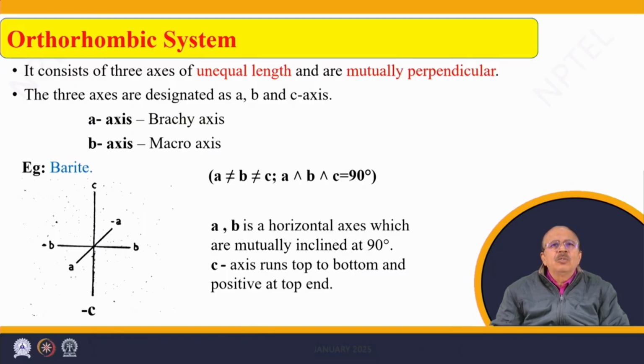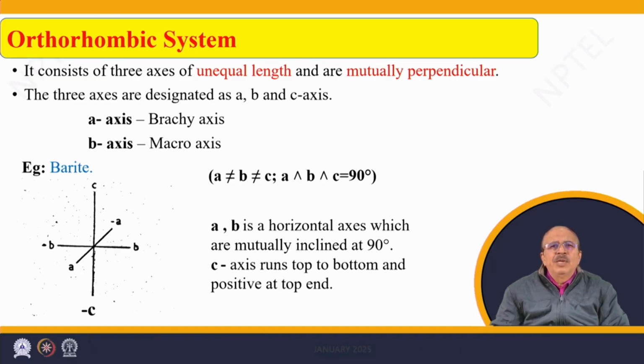Next system is the orthorhombic system. It consists of 3 axes of unequal length and are mutually perpendicular. The 3 axes are designated as A, B and C axis, where A axis is also known as brachyaxis and B axis is also known as macroaxis. And the good example of the mineral of this system is barite.